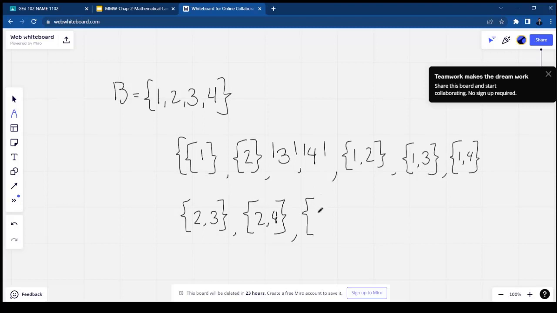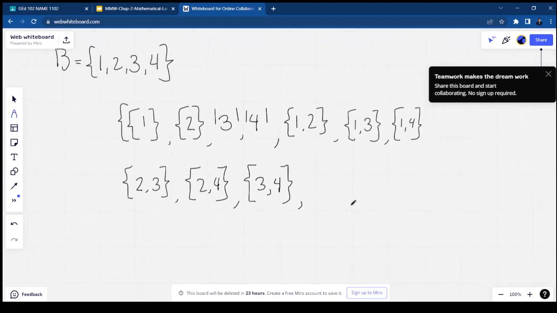Ano pa? Sino makapagbigay sa akin? Set of 3 and 4. Okay, so meron tayong... Oh, titingnan natin. 1, 2, 3. Okay, kompleto na ang sets of 2.